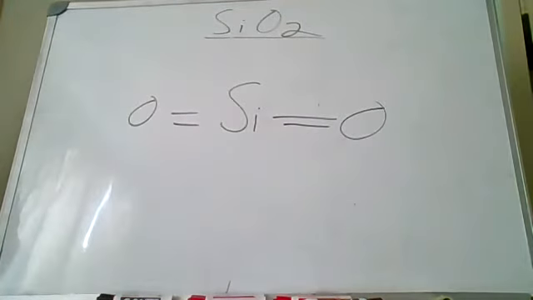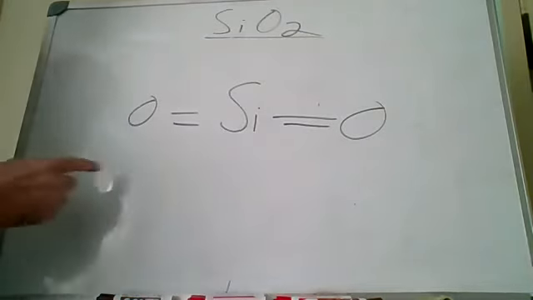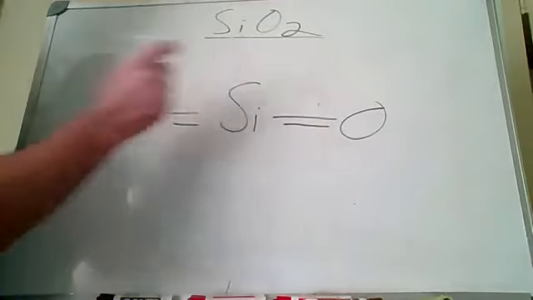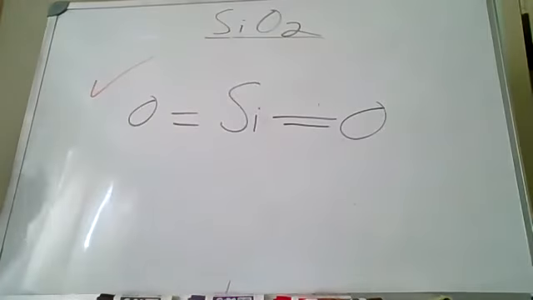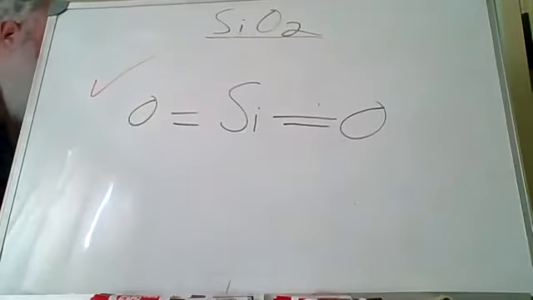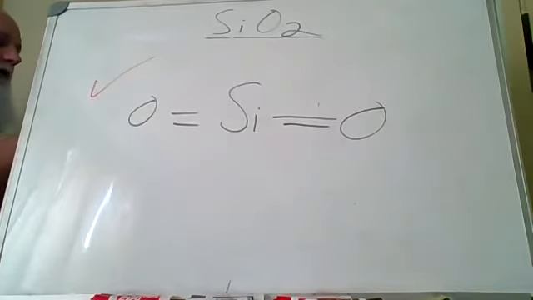Silicon has to make 4 bonds. It's a Roman numeral group 4A. So 2 bonds there, 2 bonds there. This is correct. Right, that is correct. Okay, and I think that's the end of that particular assignment, right? That's the end of that one.